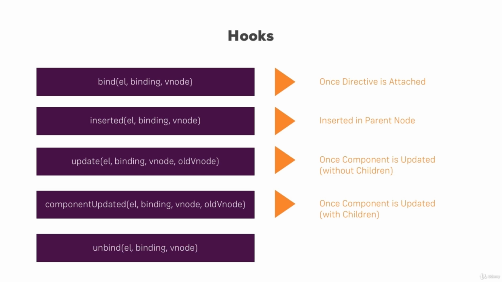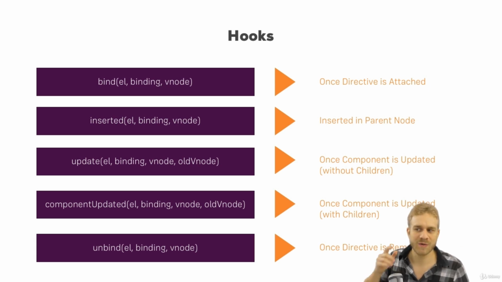And we got unbind. That is whenever the directive would be removed. And there we also got the element, the binding, and the current virtual node. These are the 5 hooks. I'm going to say right away, you're going to use bind and update the most often. And actually, I will show the whole example with just the bind hook, which is the important one, because that is the one, well, triggering whatever your directive should trigger when applied to an element, right? So let's see this in action.